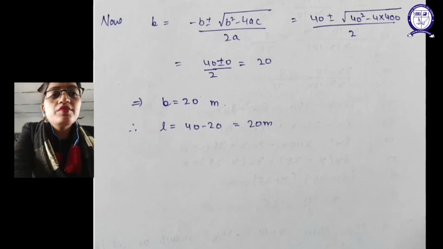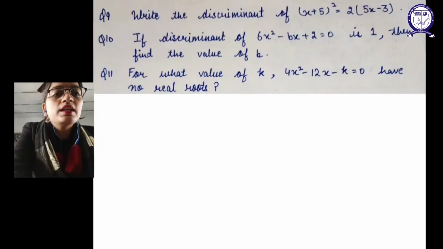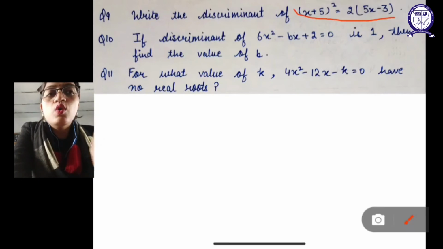Now let's see the previous year question based on this. Write the discriminant of this equation. Same question, we just need to find the discriminant, but first of all we will just solve the equation, that is (x plus 5) whole square and 2 into (5x minus 3), then we will find the discriminant.